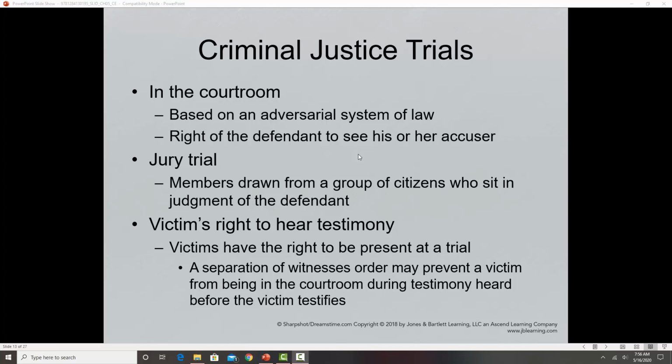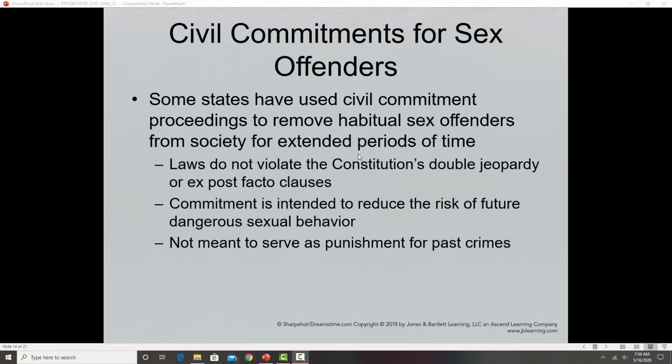The victim's right to hear testimony: victims do have the right to be present at the trial. Now, there can be problems if the victim is going to be a witness. They might not be allowed in the courtroom during certain testimony because they don't want their testimony influenced by anybody else. So it really depends on whether or not they are going to be a witness.